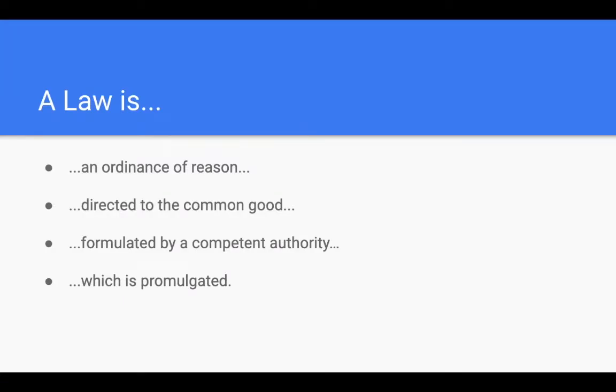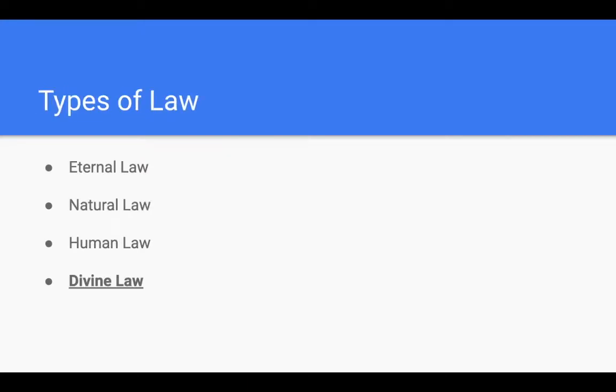A law is an ordinance of reason, meaning it derives from reason. It is reasonable. It is directed to the common good, that is the common good of man living in community. It is formulated by a competent authority, meaning someone who is rightly in charge of the group, whether that be a governing body or one individual, an elected official, or someone who rightly governs. And finally, it is promulgated, meaning it's notified. It is communicated to the people so that they can indeed follow it.